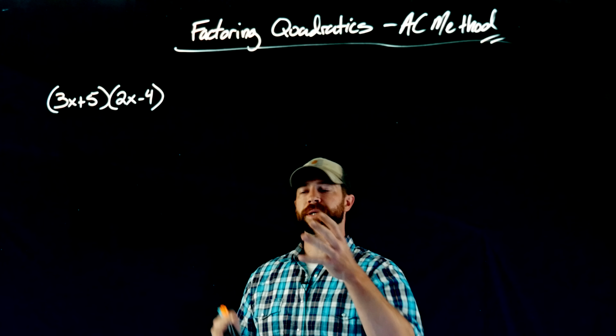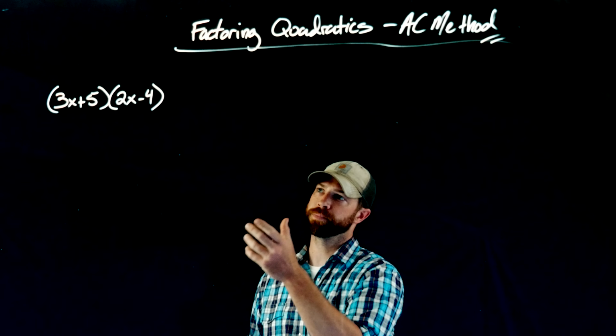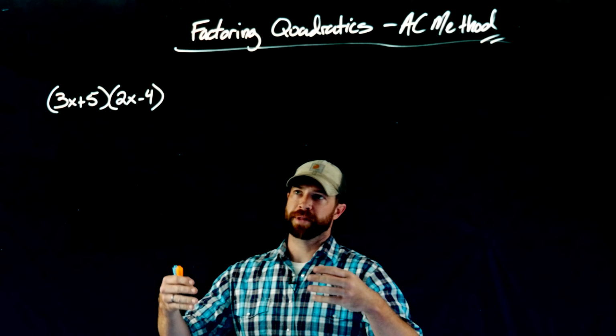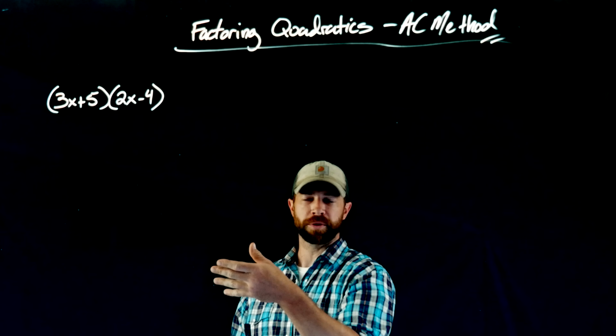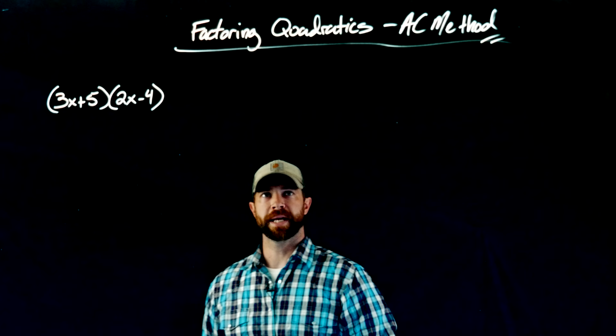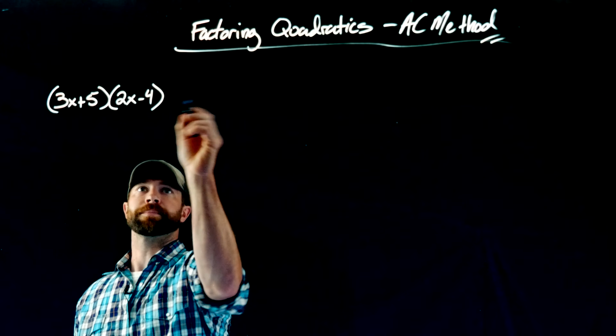Before I actually go into factoring a quadratic, what I'm going to do is multiply these two binomials right here and look at the resulting quadratic. The reasoning for that is factoring is just going backwards with multiplication. If we can really understand multiplication, it gives us a better idea about the factoring process. So let's multiply this out.